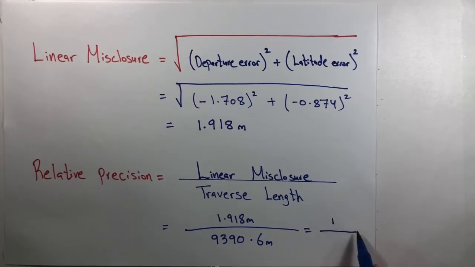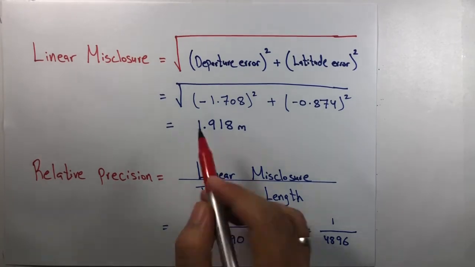We'll get 1 over 4896, which is approximately, let's say, 1 over 5,000, which means in every 5,000 meters we have a 1 meter error. So in the next step we are going to get rid of the linear misclosure.